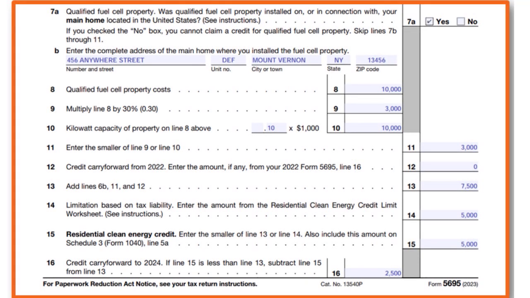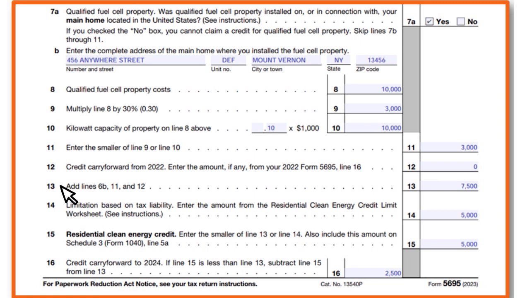Next, I'm showing you on the screen another screenshot. On 7A, you have to check the right box. On 7B, you put the information here. And on line 8, you have qualified fuel cell property cost. When you multiply line 8 by 30%, you have 3,000. On line 10, you do the math there. And line 11, follow the math.